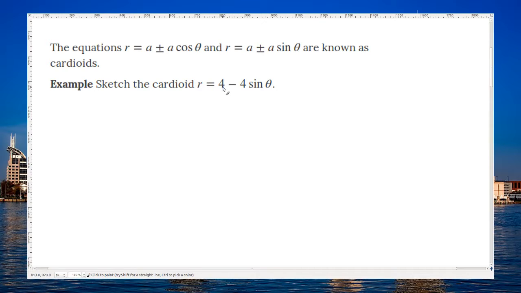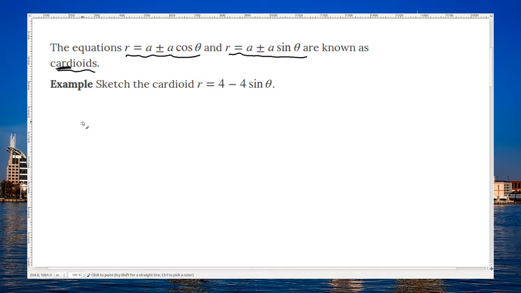And we've got r is equal to 4 minus 4 sine of theta. And you know it's a cardioid if it has one of these two types of equations up top here: a plus or minus a cosine theta, a plus or minus a sine theta. And when I sketch these cardioids, they're all going to have the same basic shape. A cardioid has the root card, like cardiovascular. And so we're going to see something that looks sort of like a heart, actually.